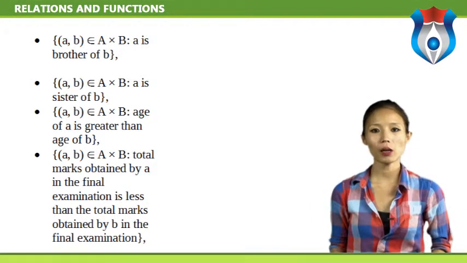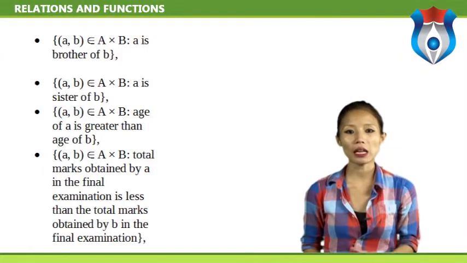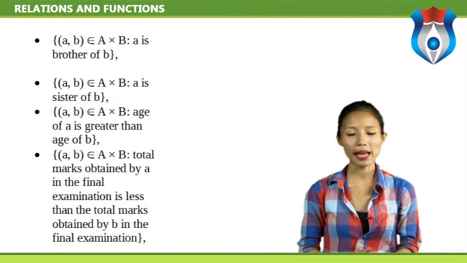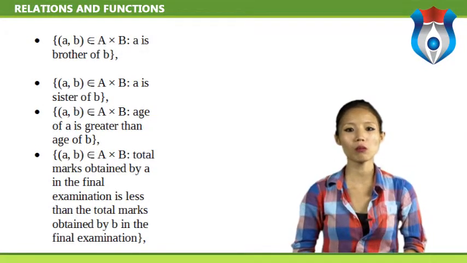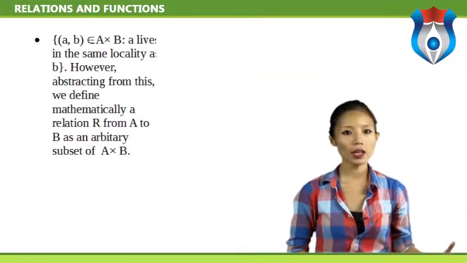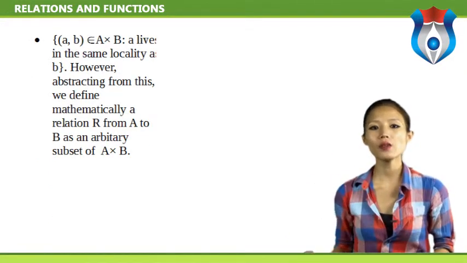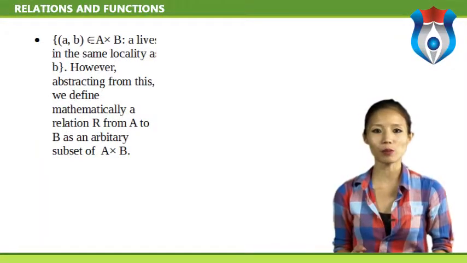(a, b) belongs to A cross B and total marks obtained by a in the final examination is less than the total marks obtained by b in the final examination. (a, b) belongs to A cross B and a lives in the same locality as b.